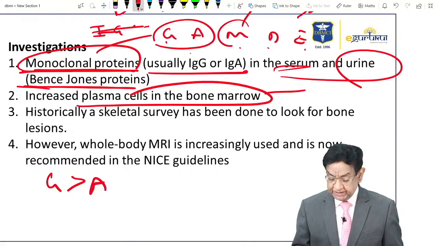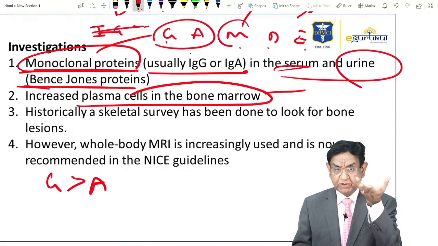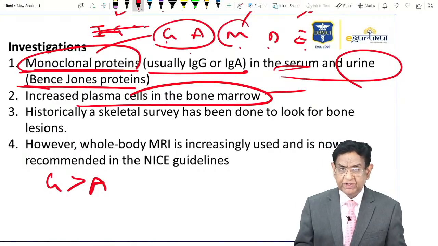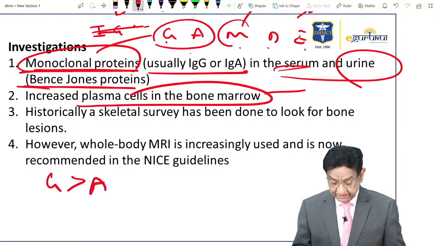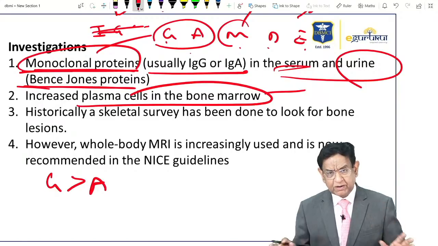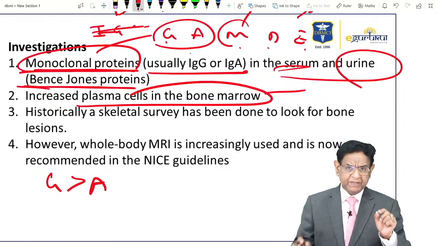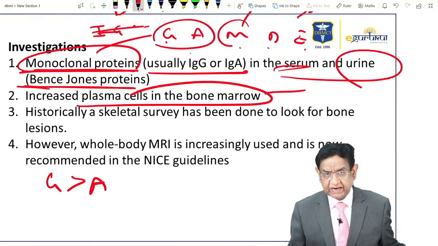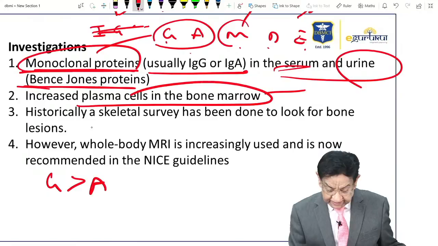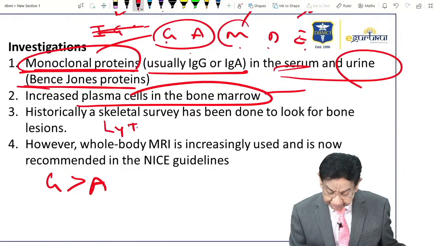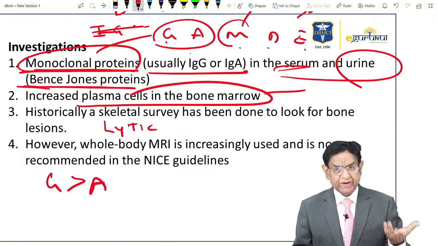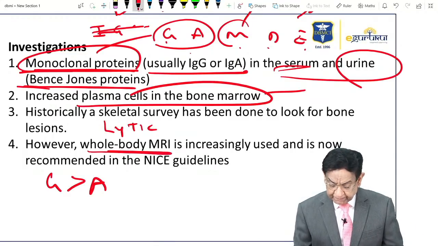In the pathology, when you do a bone marrow aspiration, you are going to get a lot of plasma cells. Now we come to radiology. Previously, we would go for X-ray of various parts of the skull, various parts of the bones. We get lytic lesions. This is the radiology picture. However, nowadays we prefer to go for MRI.